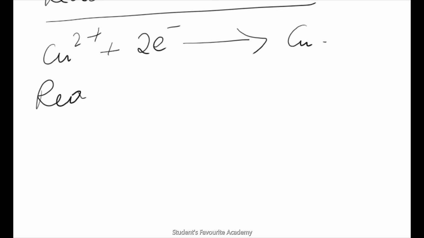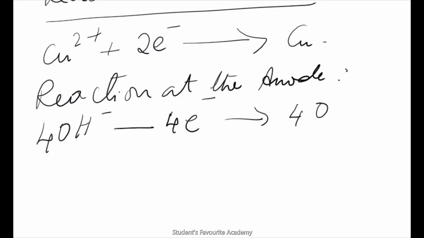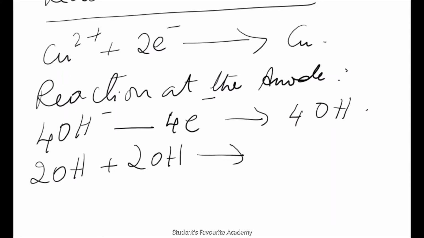Then reaction at the anode, 4 hydroxyl ions lose 4 electrons, 1 each, and form 4 OH. Now 2 OH plus 2 OH, that is those 4 OH, gives 2 H2O plus O2 gas is released. Okay.